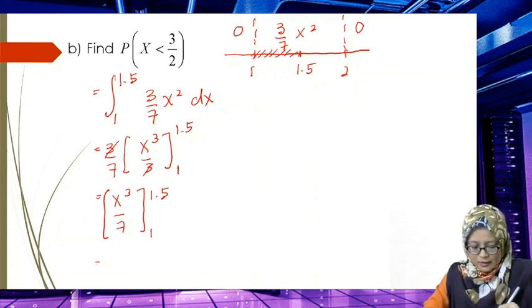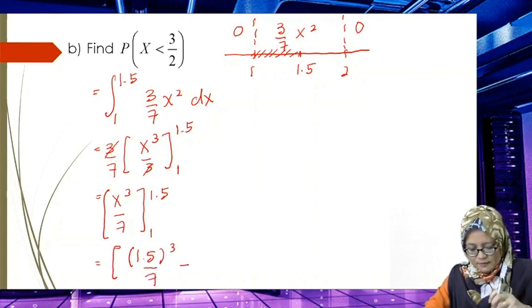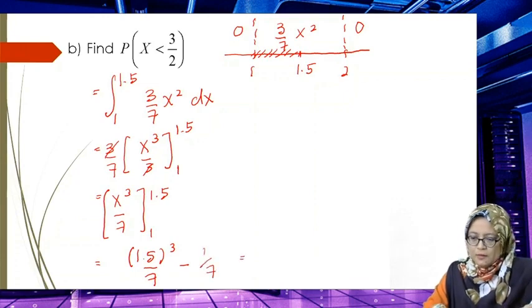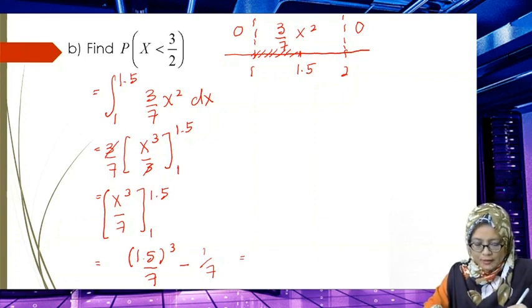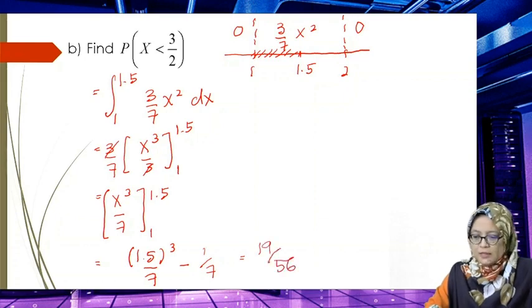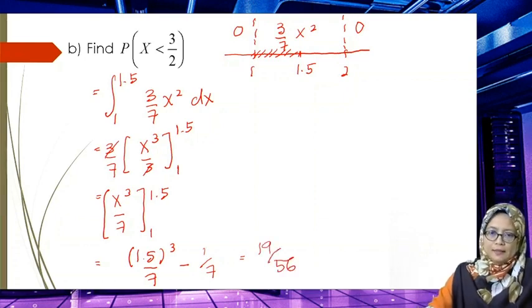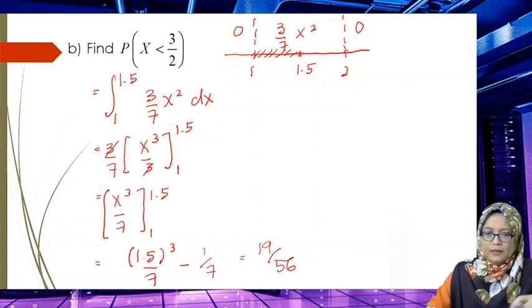So means that sekarang ni you akan ganti 1.5 as the value of x. So 1.5 cube over 7 minus 1 over 7. Okay, so daripada sini kita akan dapat dia punya value for this probability is 19 over 56. Ataupun awak boleh bagi dalam bentuk desimal yang equivalent dengan nilai ni lah.